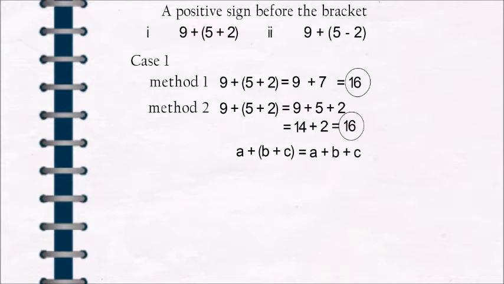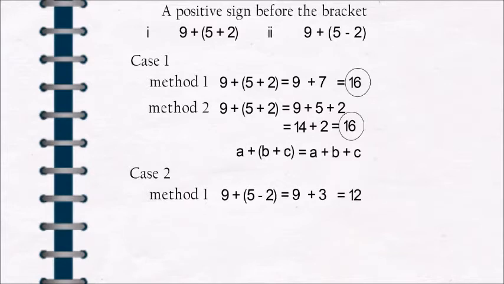Now, case 2. Using the same methods, in case 2, we have 9 plus open bracket 5 minus 2. So we simplify the term in the bracket first, which is 5 minus 2. That will leave us with 3. So we have 9 plus 3. So when we add 3 to 9, that gives us 12.